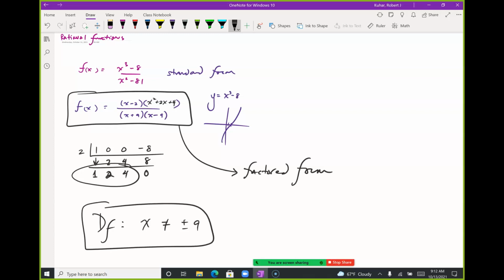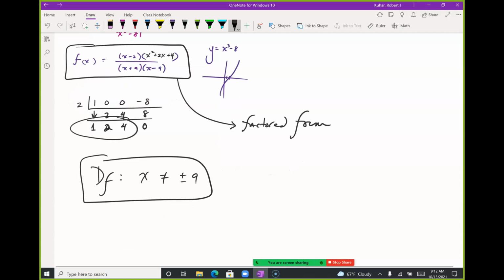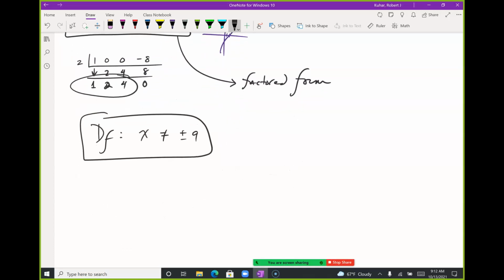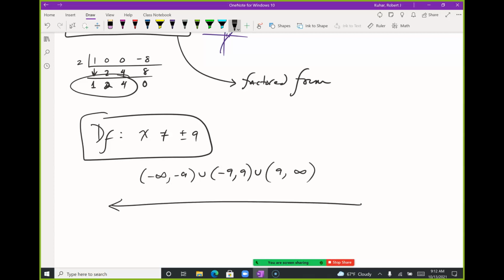And usually the book will, I don't care how you give it to me if I ask for a domain, but MyMathLab will ask for an interval, right? It's from minus infinity to negative 9, union from negative 9 to 9, union 9 to infinity. So kind of seeing a number line with a hole at negative 9 and a hole at 9, right? Those two places I can't put those x values in. I can't walk on that axis. I would fall through at those points.